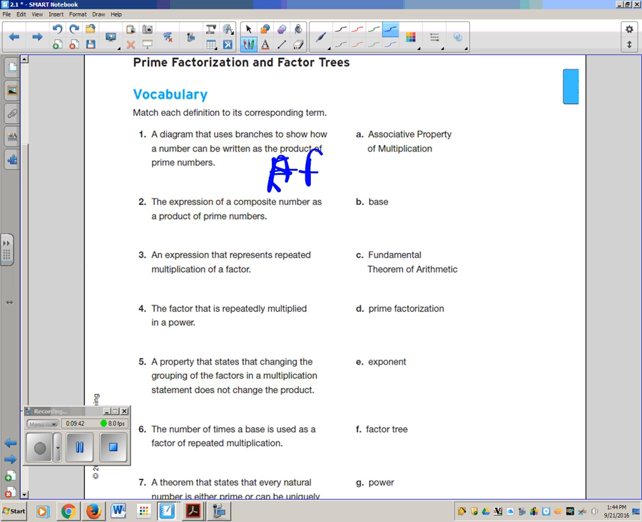Number 3. An expression that represents repeated multiplication of a factor. What do you think, Jacob? Good. Number 4. The factor that is repeatedly multiplied in a power. Kayla, exponent. The other one. Not the exponent, but the base. Base, good. Yes, base is the answer.